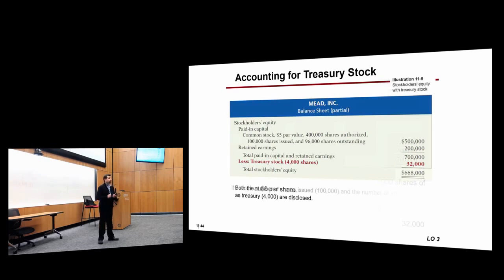Now, the presentation becomes different. We have common stock, paid-in capital. It's still $5 par value multiplied by 400,000, right? Come on, right? Wrong. Okay, the 400,000 are authorized, they are not issued.